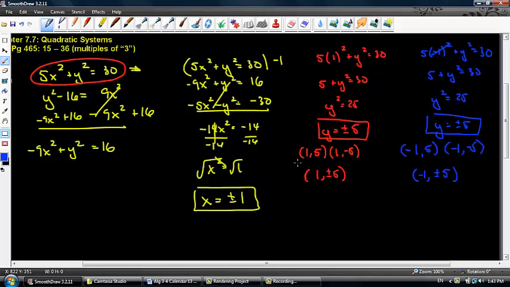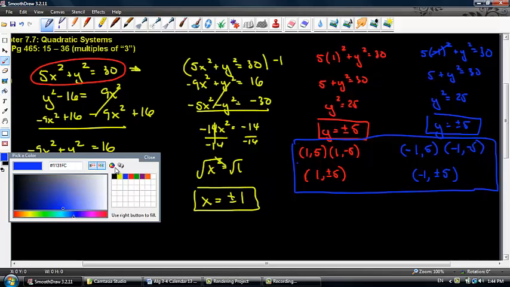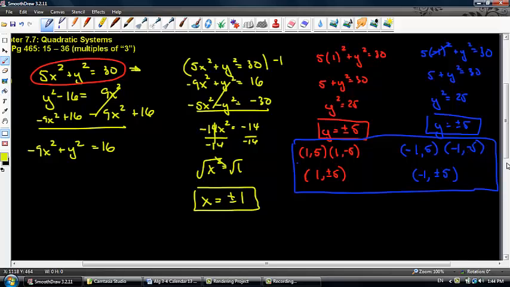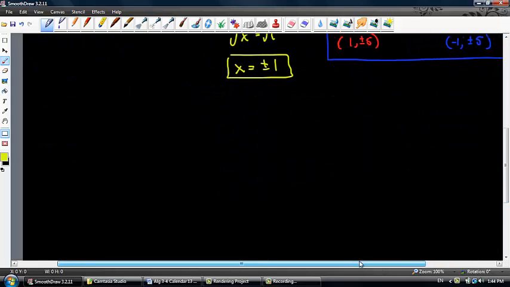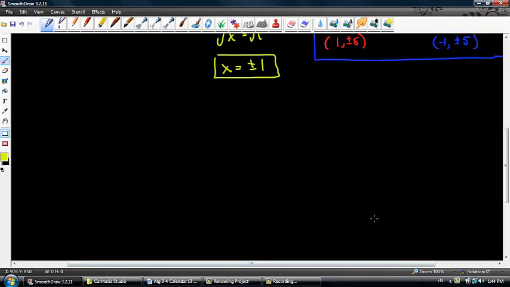All right, so these are your answers here. Remember, you have to be very careful about how you plug things in during a quadratic system. That's the only thing that could really mess you up in this section. Other than that, it's pretty self-explanatory. Let's do a couple more examples and see if we can lock this down.